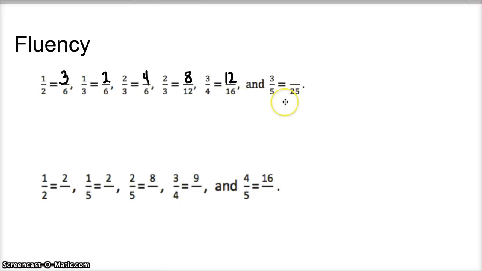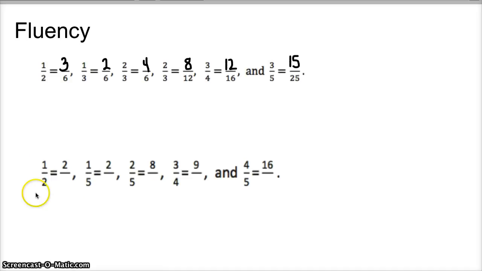And then this last one here, how do I get from 5 to 25? I multiply by 5. So the top number missing is 15. So these ones at the bottom are exactly the same.